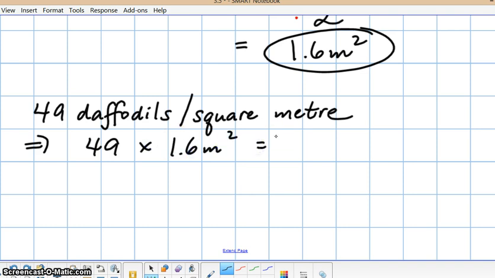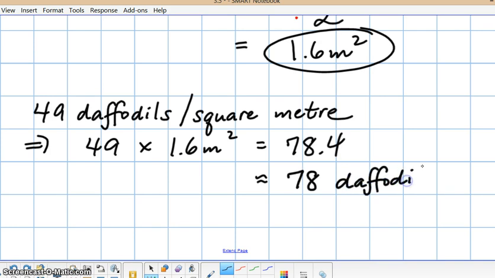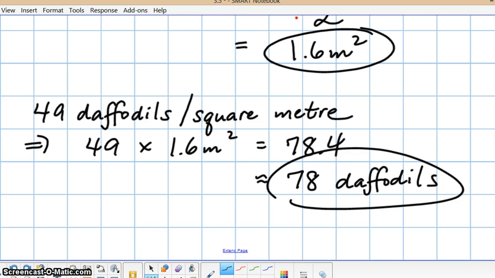So what we end up with is 49 times 1.6, which should be 78.4. So approximately, we always want to round to the nearest whole number because you can't have a partial daffodil, so he can plant 78 daffodils in his garden. And that is the area of a triangle.